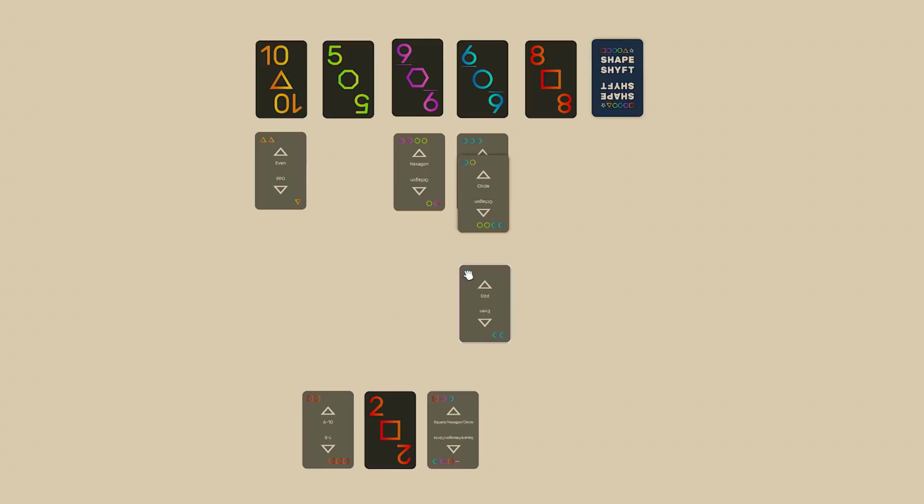Since it has a circle on it, we can attach it to the circle. But in this case, we would need to rotate the card because the 6 is an even number and the even must be pointed upwards. So we attach it like this.